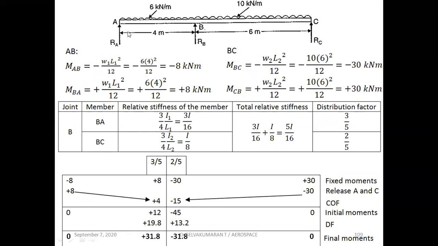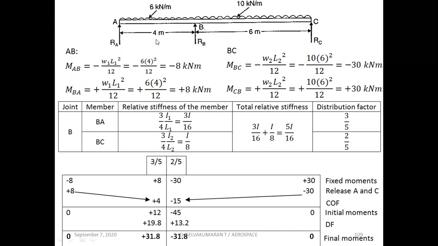We know very well that at A and C the moments are zero as they are simply supported ends, and it is required to find the support moment at B. According to the moment distribution method, we have to consider the individual spans as individual fixed end beams. Suppose we consider span AB as an individual fixed end beam: A is fixed, B is fixed, and for BC, B is fixed, C is fixed.